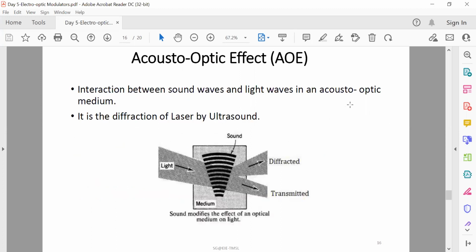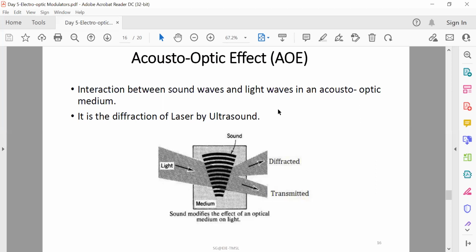Next is the acousto-optic effect. Basically, it is the interaction between the sound wave and the light wave in an acousto-optic medium, and essentially it is the diffraction of laser light by ultrasound. This is based on the change of the refractive index of an optical medium due to the presence of sound waves in that particular medium. That is why sound alters the refractive index of the medium and therefore modifies the effect of the medium on the light.